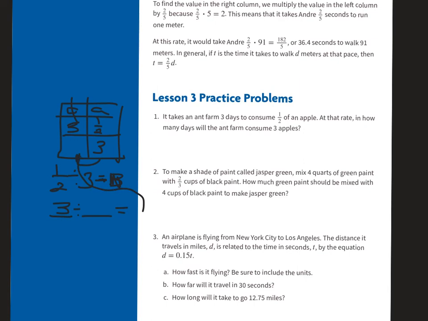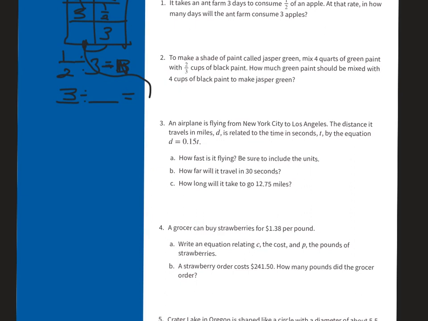Okay. Number 3, an airplane flying from New York City to Los Angeles. The distance it travels in miles, d, is related to the time, t, by the equation d equals 0.15t. So d is distance in miles, t is time in seconds. So how fast is it flying? Well, what's my constant of proportionality? That's going to be the answer to the first question. Well, the constant of proportionality is the number in the equation.